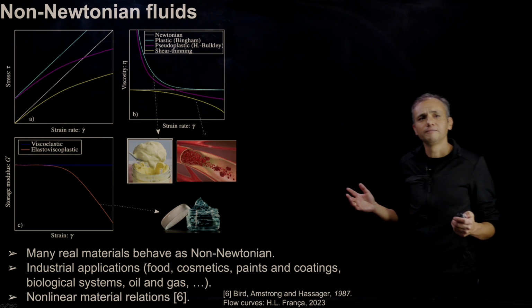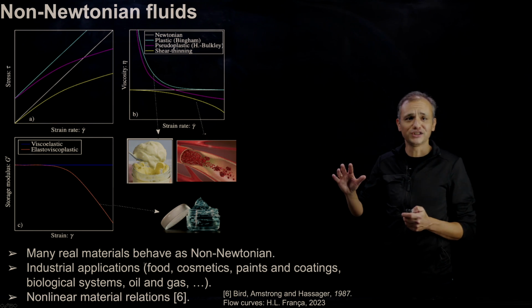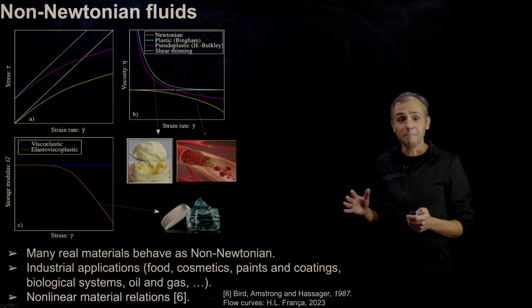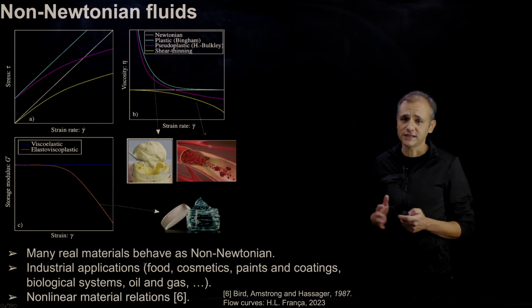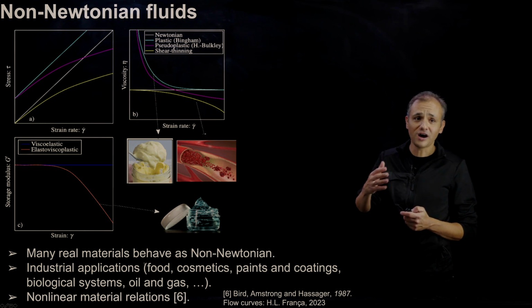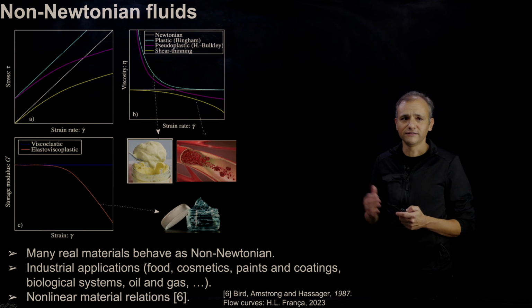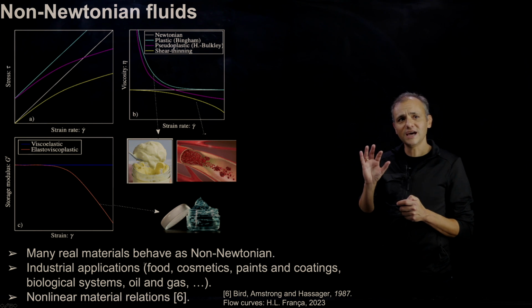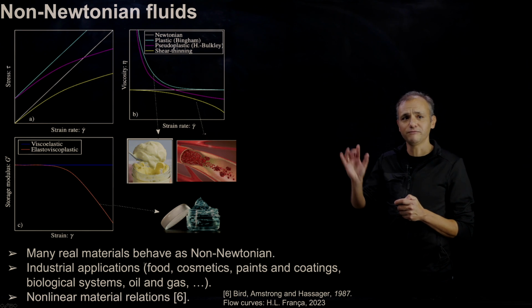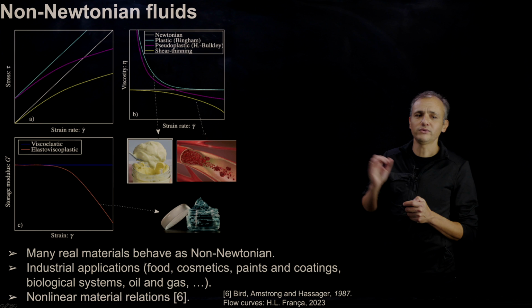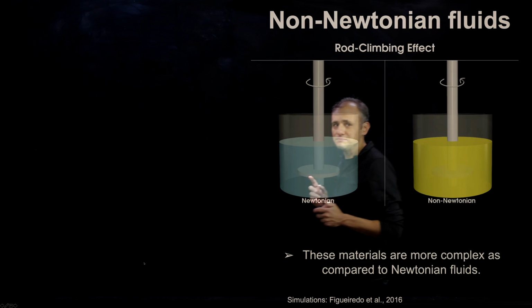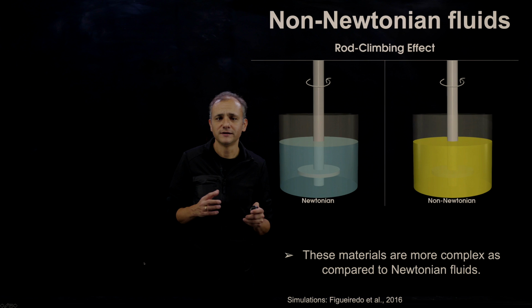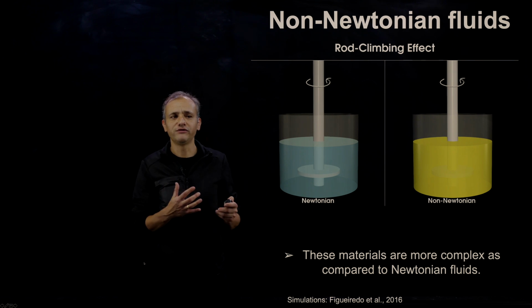But what are non-Newtonian fluids? We have some information in these plots, but basically, many real materials behave as non-Newtonian, for instance blood, some foods, oil, and paint. When you look at the plots in this slide, you can observe, for non-Newtonian materials, a nonlinear relation between, for example, the viscosity and the strain rate. Therefore, it's important to simulate this class of flow and compare with the Newtonian one.